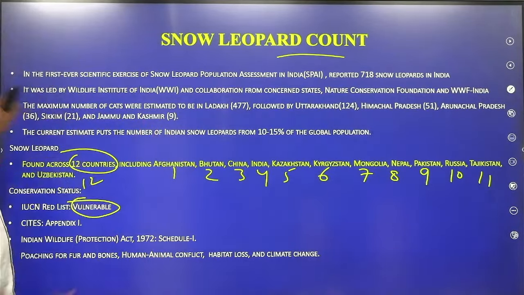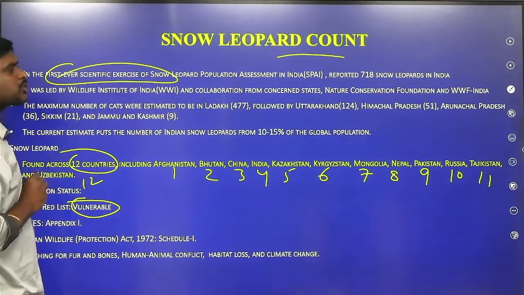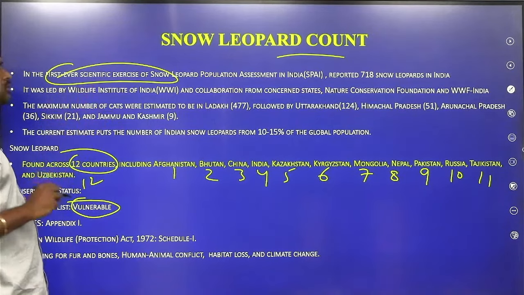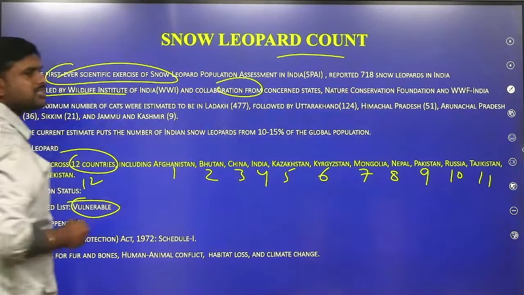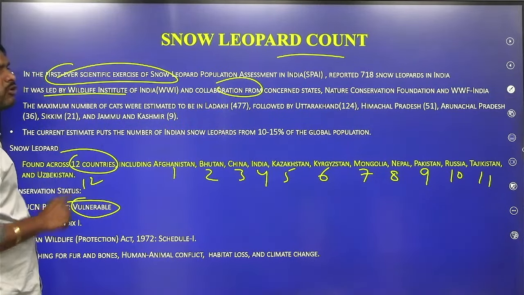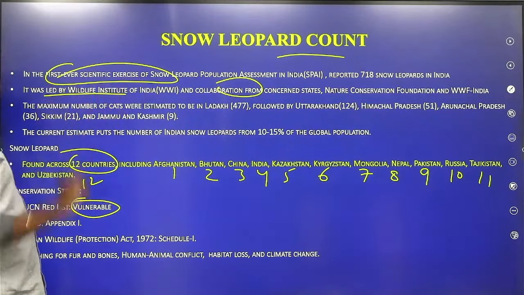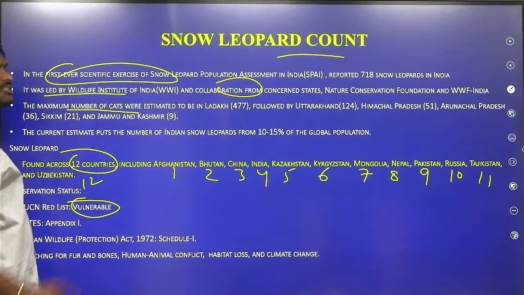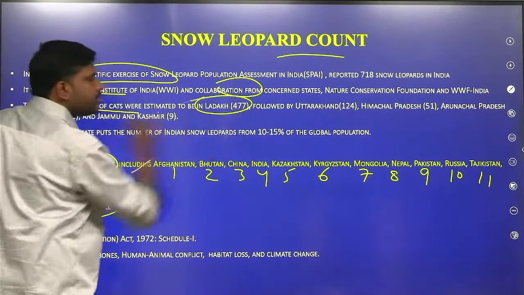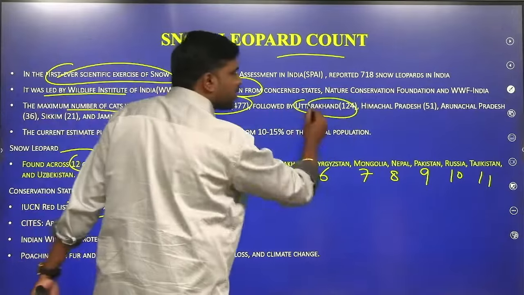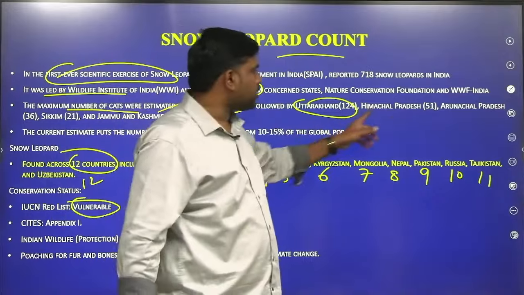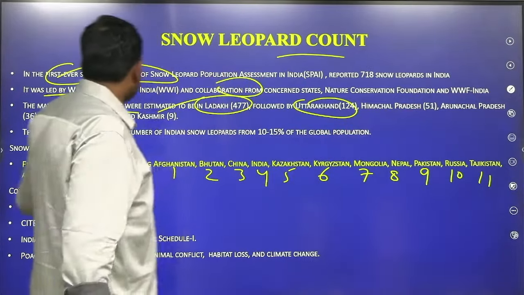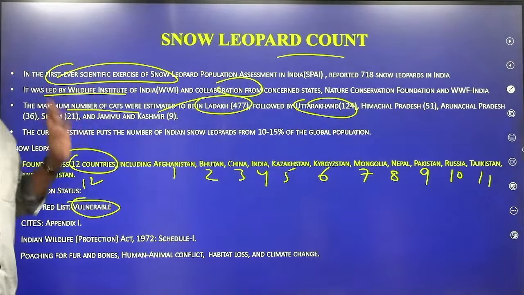Why is it in the news? In the first ever scientific exercise of snow leopard population assessment in India, 718 snow leopards were reported. It was led by the Wildlife Institute of India, in collaboration with concerned states, mainly the National Conservation Foundation and the Worldwide Fund for Nature. The maximum number of snow leopards is present in Ladakh, followed by Uttarakhand. In order: Ladakh first, Uttarakhand second, Himachal Pradesh third, Arunachal Pradesh fourth, Sikkim fifth, and last Jammu and Kashmir.